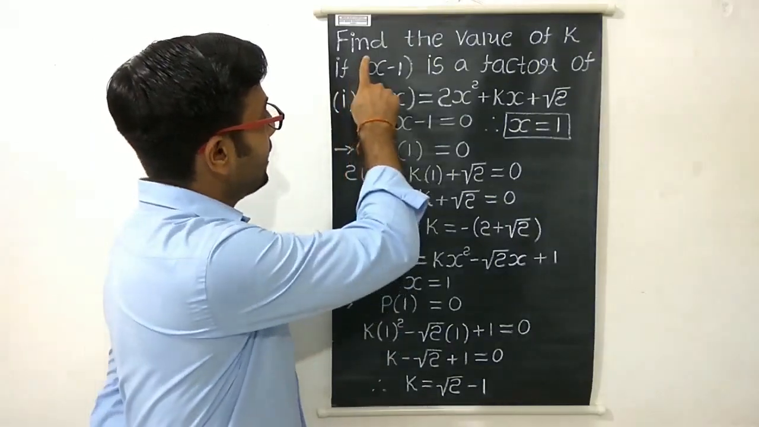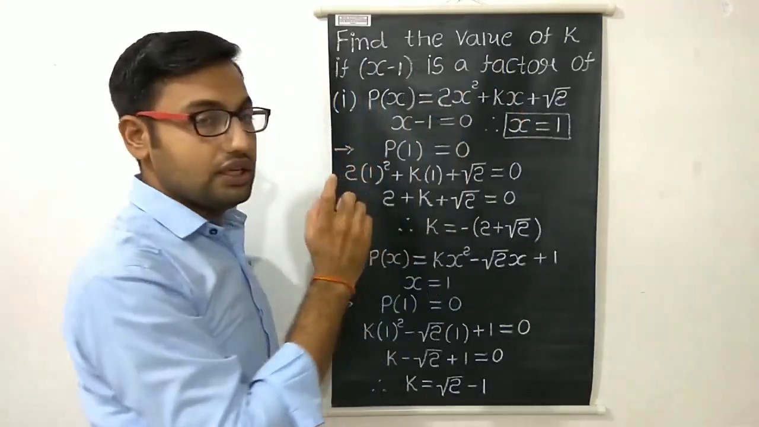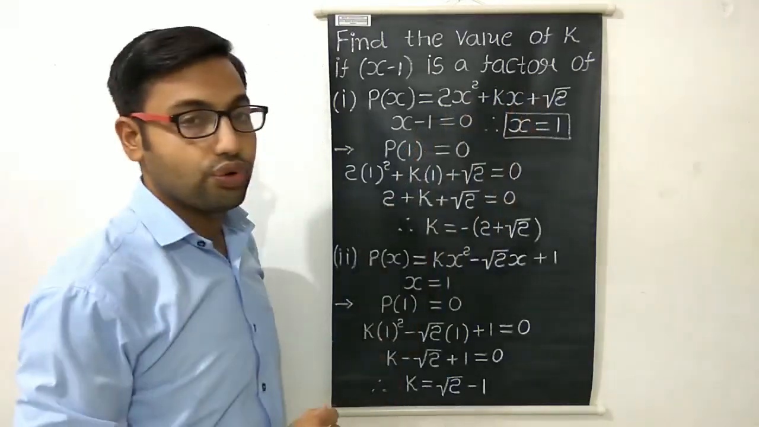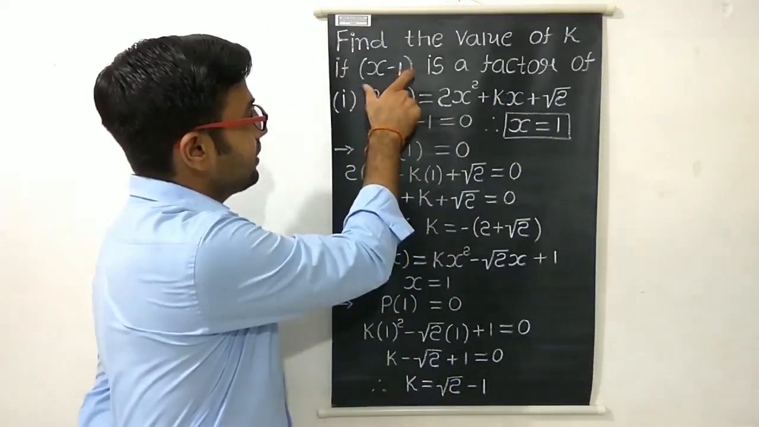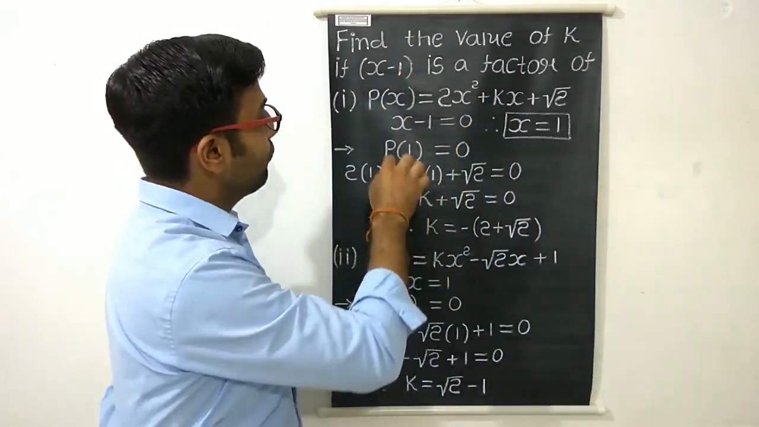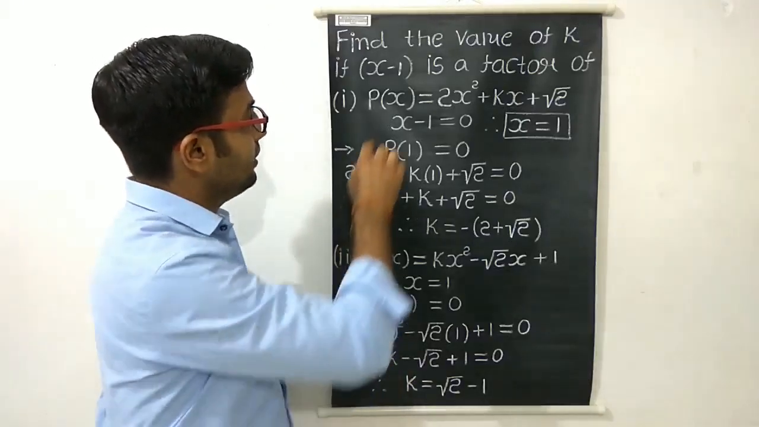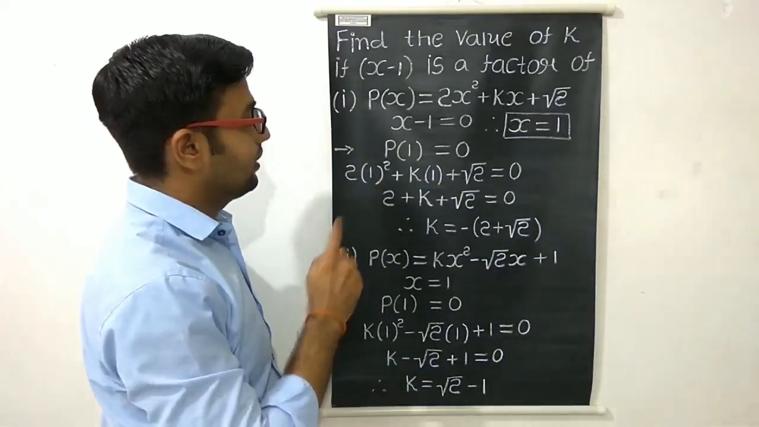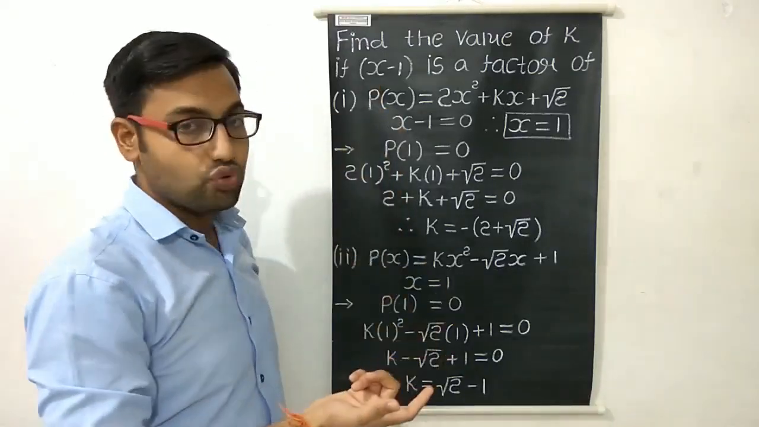So the question is, find the value of k if x minus 1 is a factor of p of x is equal to 2x square plus kx plus root 2. What we are given is this polynomial, and x minus 1 is a factor of this given polynomial, and we have to find out the value of k. Since x minus 1 is a factor, we can take the remainder as 0. Yes, because this is a factor. So the remainder is obviously 0.